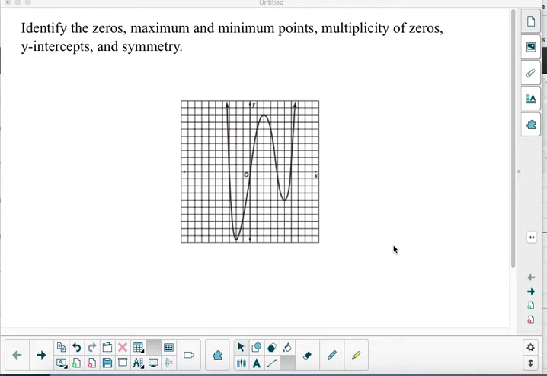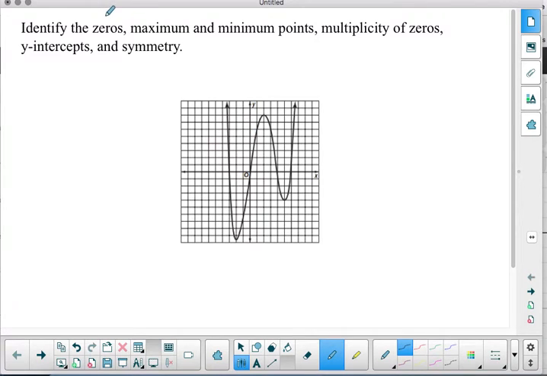This video is just going to go over a little bit of the vocabulary you're going to want for this upcoming unit. So here we're going to take a look first at the zeros of the function, and the zeros is just another word for x-intercepts.